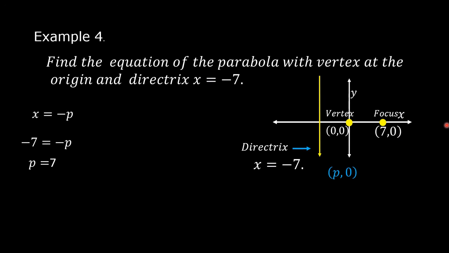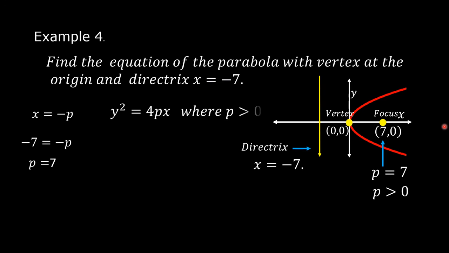This is in the form of p, 0. p is equal to 7 and p is greater than 0. If the focus of the parabola is on the x-axis and p is greater than 0, then the parabola opens to the right. And its equation is in the form of y squared is equal to 4px, where p is greater than 0.